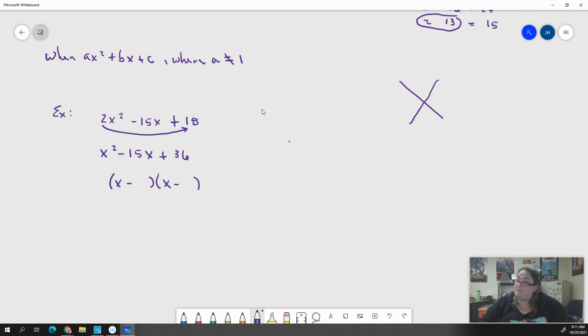We're going to find the factors of 36 that add up to negative 15. They're both going to be negative, right? They would be negative 1 and negative 36, negative 2 and negative 18, negative 3 and negative 12, negative 4 and negative 9, right? 4 times 9 equals 36, 3 times 12 equals 36, 2 times 18, 1 times 36.